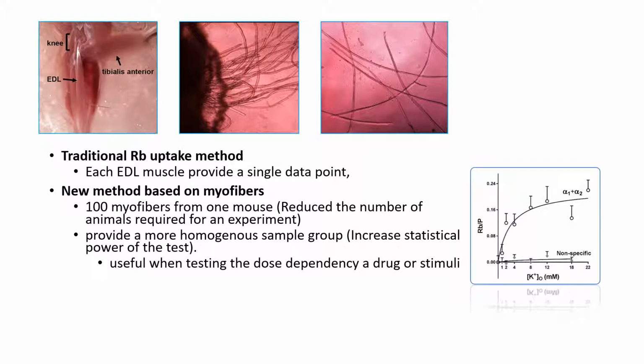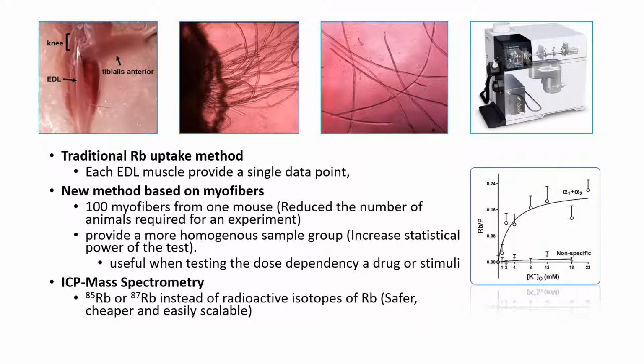So it's kind of a mid-throughput method that is very useful when testing the dose dependency of drug or stimuli effects on pump activity. Moreover, ICP mass spectrometry allowed us to use naturally abundant rubidium instead of radioactive isotopes of rubidium, which is safer and cheaper and easily scalable.